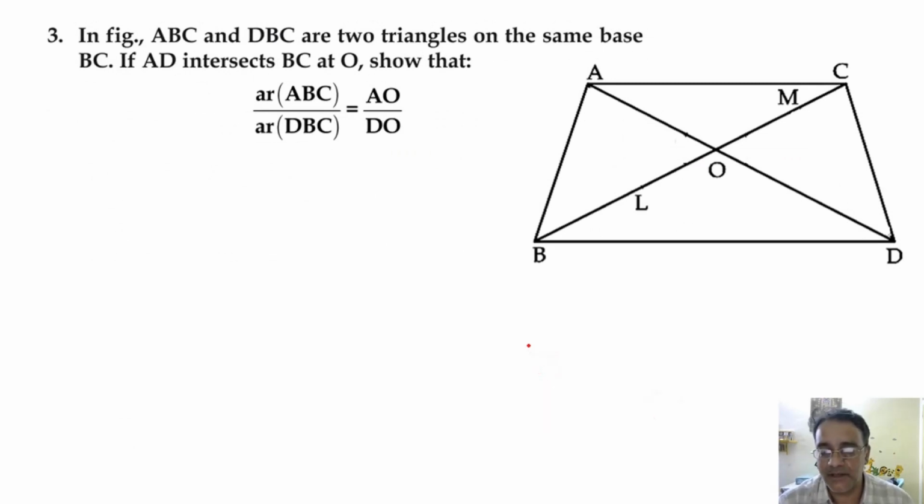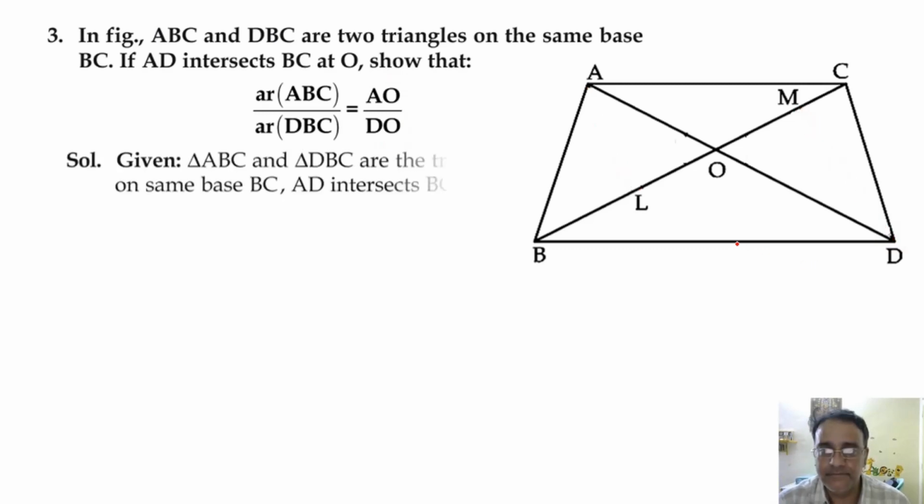This is also a very important question. In the figure, ABC and DBC are two triangles on the same base, that is BC. And if AD intersects BC at O, show that the ratio of their areas equals AO upon OD. We have to show this. So in this we will do a small construction. We will draw a perpendicular line from A, similarly we will draw a perpendicular line from D.